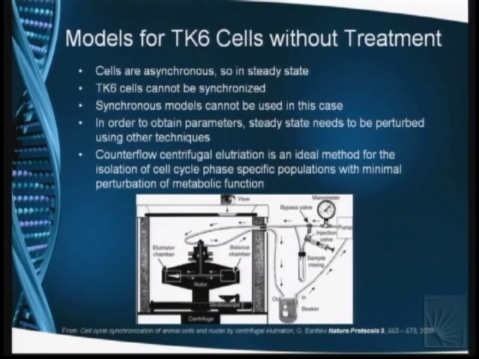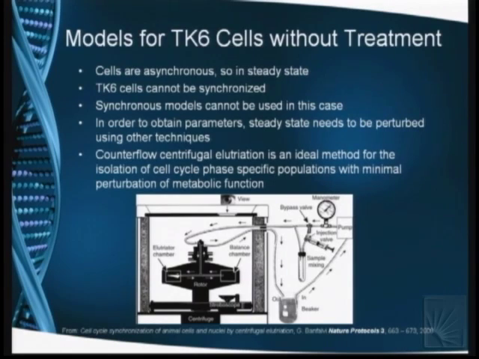The cells are asynchronous in this case because they cannot synchronize TK6 cells through starvation or chemical inhibitors because they die. So there's no way to synchronize those cells. So we cannot use synchronous models in this case. But for the control case, in order to be able to get the parameters for the control case, when I say control, it's the untreated case, you cannot actually use the cell cycle models because the cells are not synchronized. If they can be synchronized, you can use the synchronous cell cycle models to obtain the parameters.